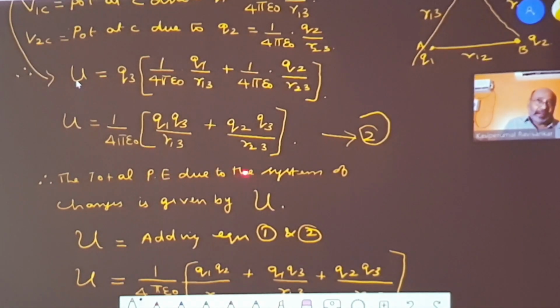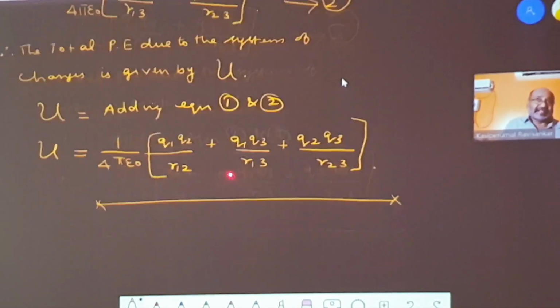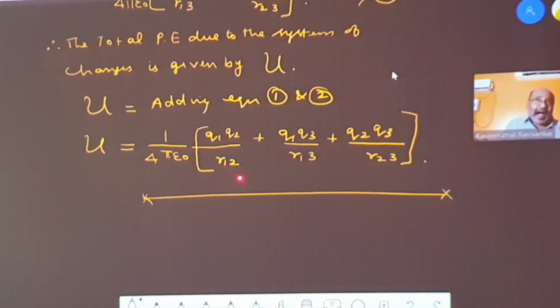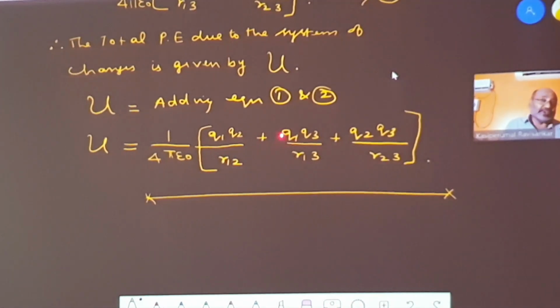Therefore, this equation 2 represents the potential energy stored on Q3, because work is done on Q3 in bringing it from infinity to the point. Now, what is the total potential energy due to all the three charges? That is what I have written here. The total potential energy due to the system of charges, epsilon, is got by adding the two equations 1 and 2.